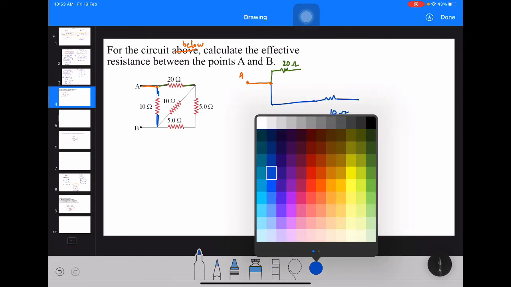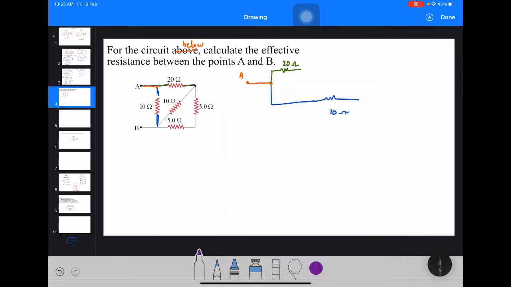Okay, and then daripada junction green tu, dia stop dekat junction tu, and then dia separated into two as well. Dekat sini dia separated into two. Satu dekat sini, kat atas tu. Ada 5 ohm, and then made up another 5 ohm without going through any junction. So selagi tak habis, selagi kamu tak jumpa junction, kamu ikut je jalan tu. 5 ohm as well.